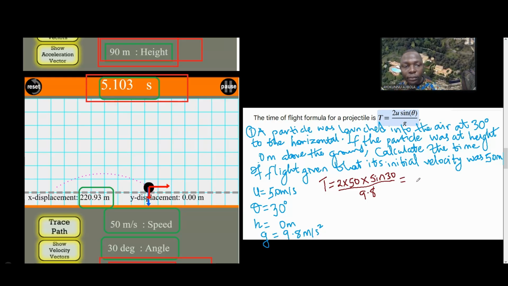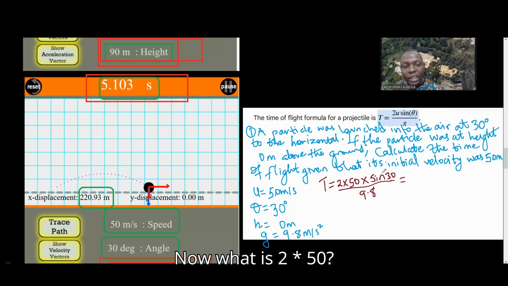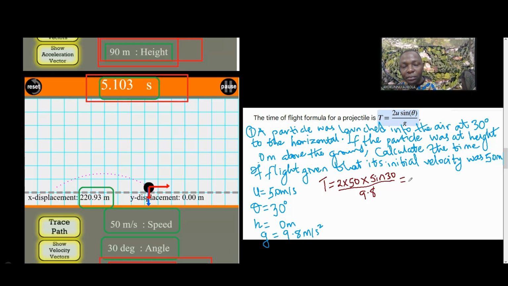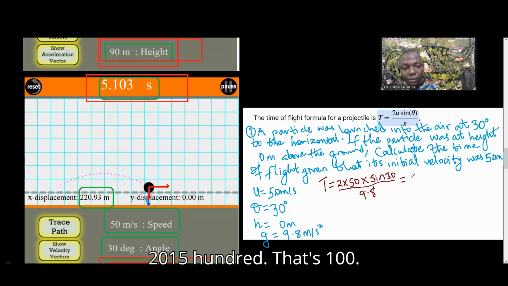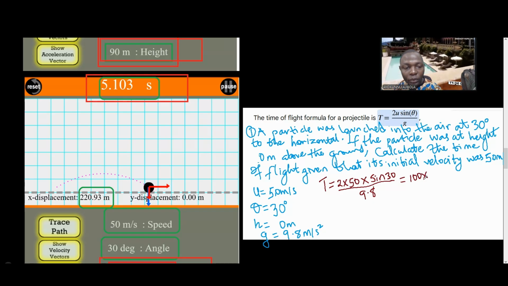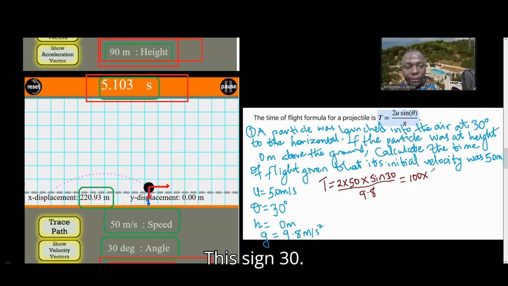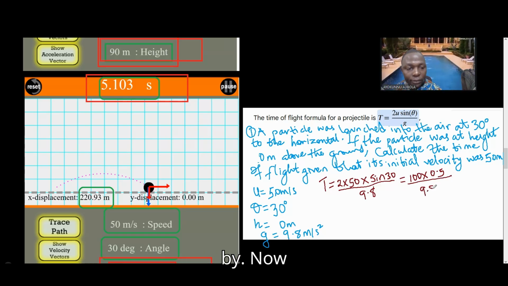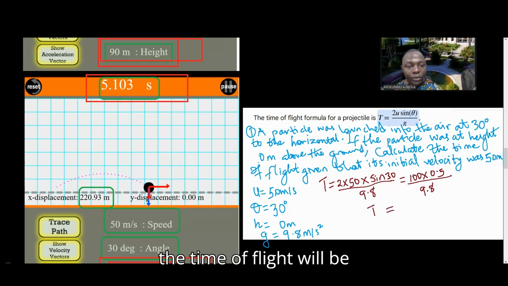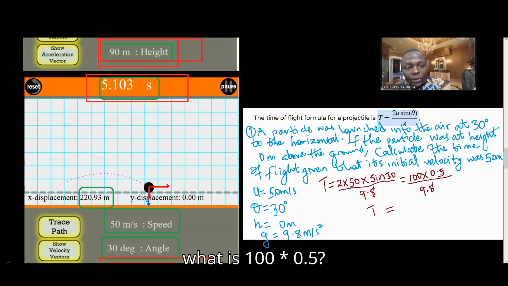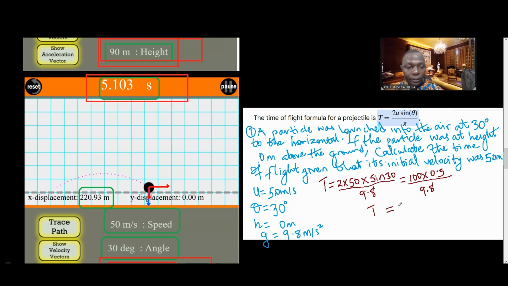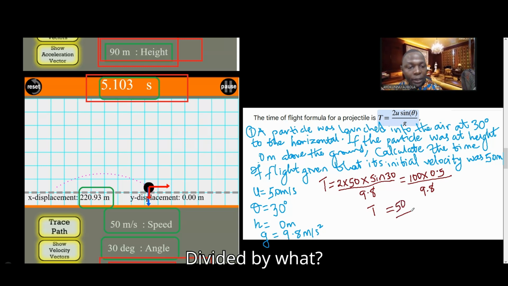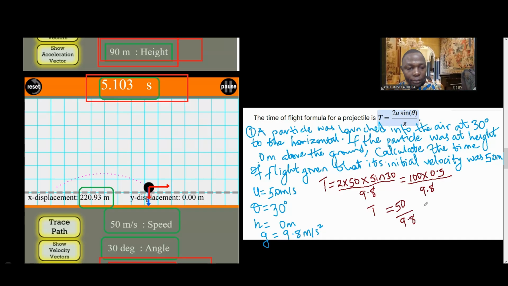Sine 30 is equal to 0.5. Now, what is 2 times 50? 100. Then what is sine 30? 0.5. Then divided by 9.8 meters per second squared. Now, the time of flight will be, what is 100 times 0.5? 50. Divided by 9.8.